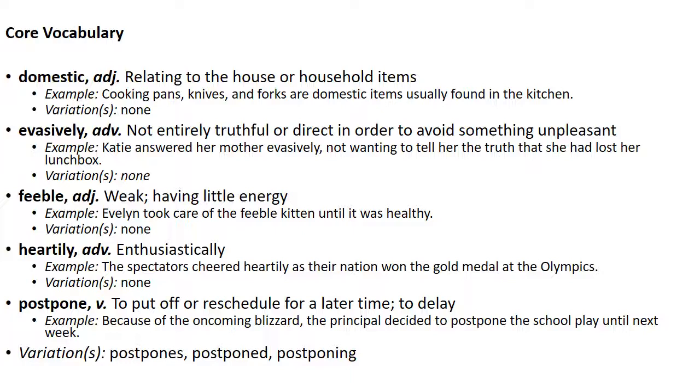Here's some key vocabulary for you to jot down in your notebook. Pay attention to the words domestic, evasively, feeble, heartedly, and postpone. So you may want to pause and write all those down. Okay?